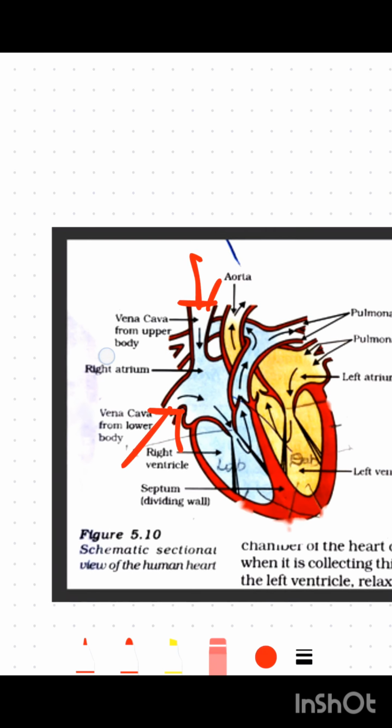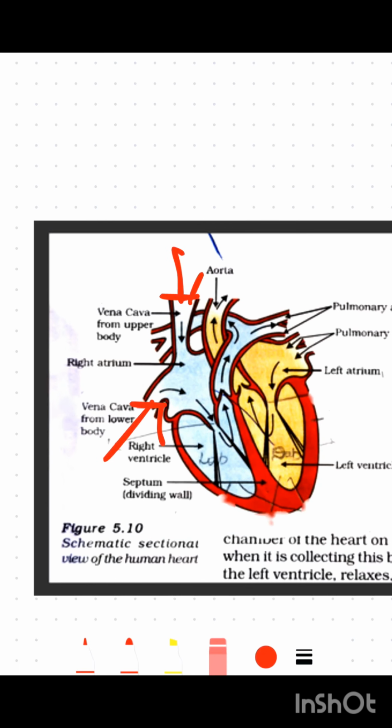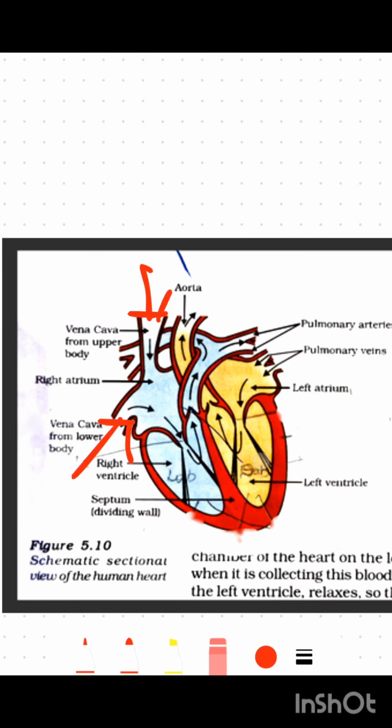So a, b, c, d: a is the first letter, so the first thing is atrium, next is ventricle, atrium, ventricle. So whatever you are writing, right atrium, right ventricle, it is on your left hand side. When you are drawing, it should be right atrium and right ventricle towards your left, because whenever you are drawing, it will be like a mirror image, right? Because you're writing in the opposite way. So it's a mirror image of it.